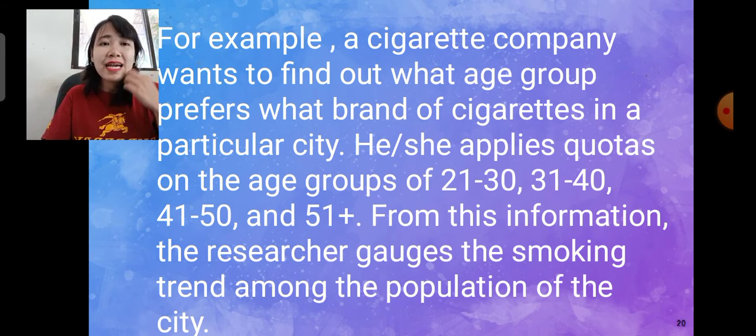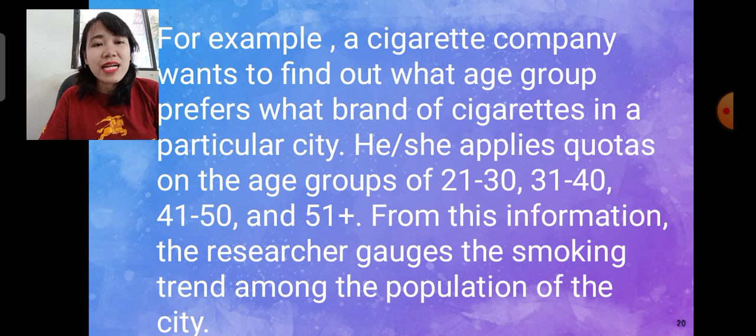So, quota ka, ibig sabihin, dun sa age gap na yon, meron kang nakukuha ng result. So, nalalaman mo na yung different interval. So, ito po is about the age group. So, pwede rin naman for the sex, male and female. So, pwede naman yon.